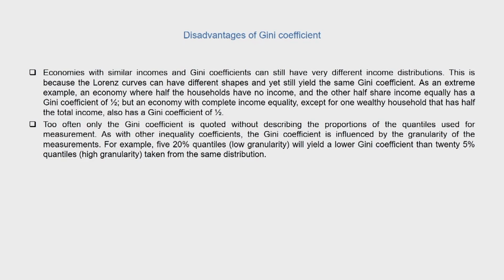Now, too often only the Gini coefficient is quoted without describing the proportions of the quantiles used for measurement. As with other inequality coefficients, the Gini coefficient is influenced by the granularity of the measurements. So, for example, 20% quantiles will yield a lower Gini coefficient than 25% quantiles taken from the same distribution. So these are things that need to be kept in mind, that quoting a Gini coefficient without describing the proportions of the quantiles used for measurement will not be a very fruitful exercise.